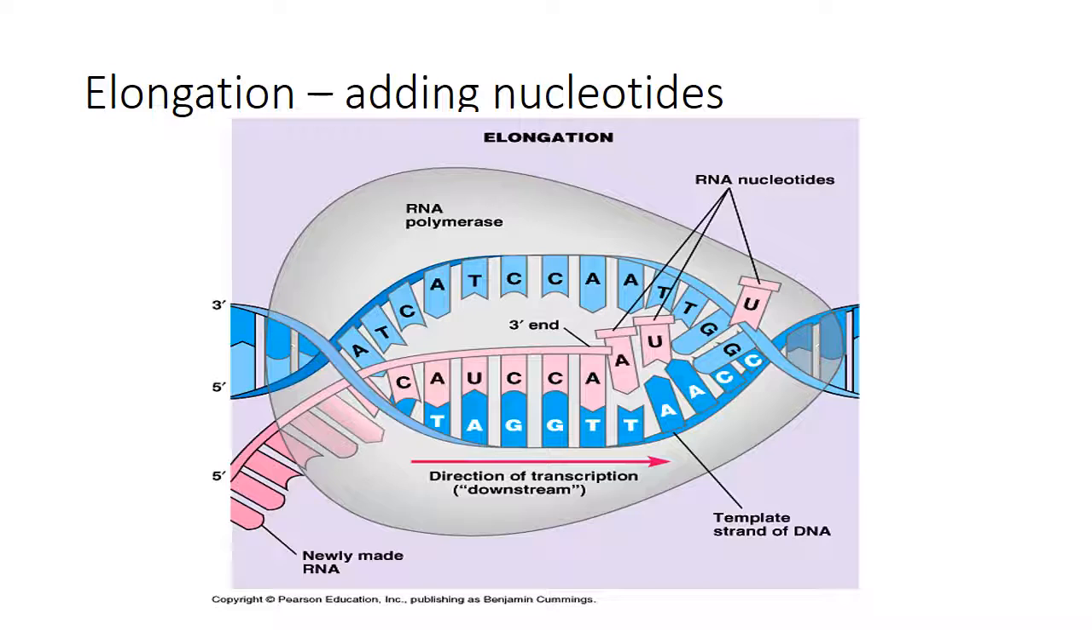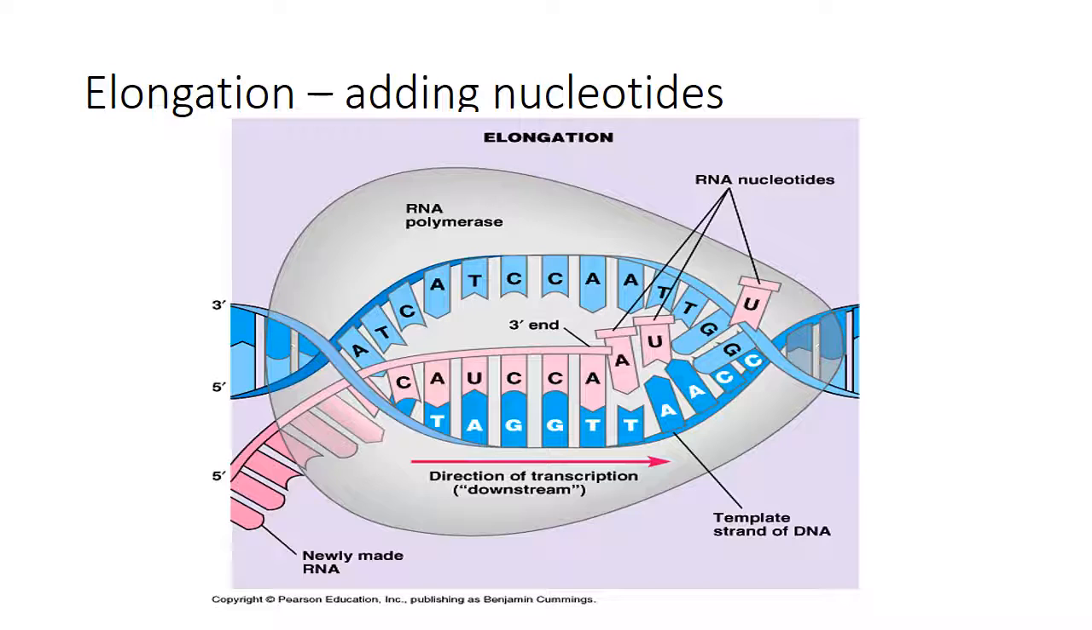Okay, and again, it's being copied according to base pair rules. Notice once again that RNA does not have thymine. It has uracil in place of thymine, and A is pairing with U. Okay, C and G always pair together.